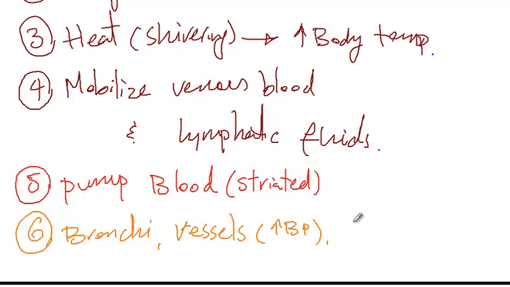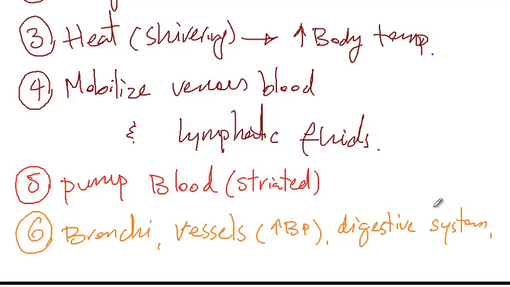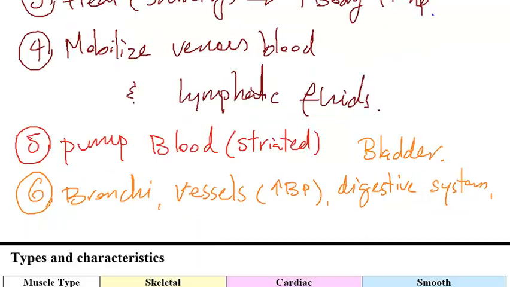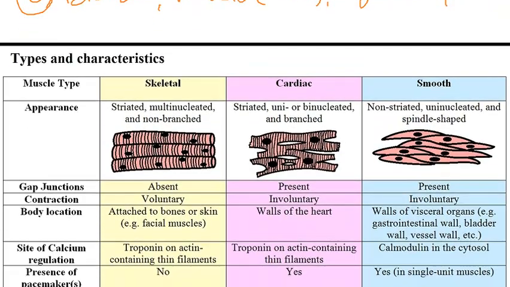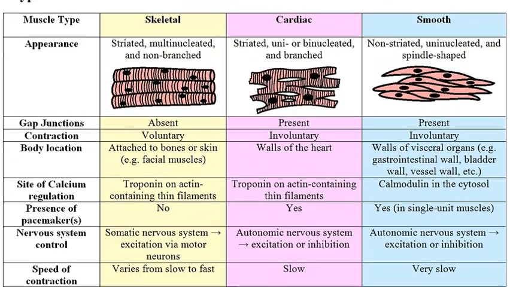Another example is in our digestive system, for instance, that can contract and move food via peristalsis. And then another example is smooth muscles in the bladder that help with urination. Okay, so next let's move on to the types and characteristics of these muscles.